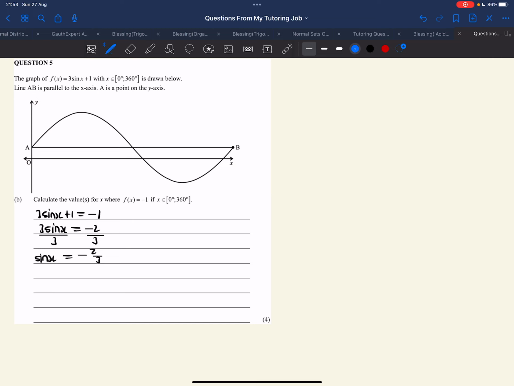And then now we're going to try to find the reference angle. Now the reference angle, we're going to say ref angle, which is going to be shift of sine 2 over 3. If we say shift sine 2 over 3, we get it to be 41.81 degrees.